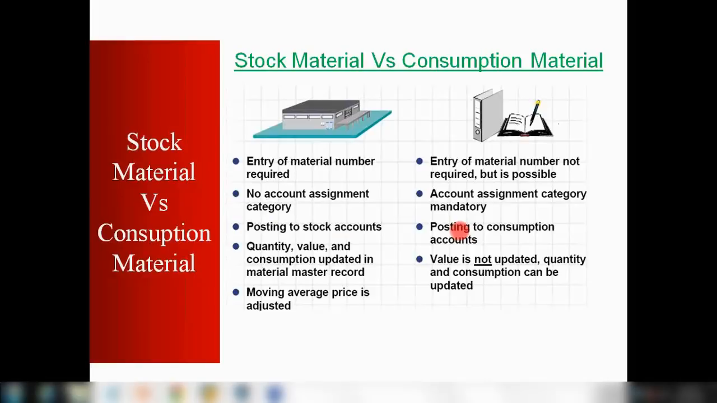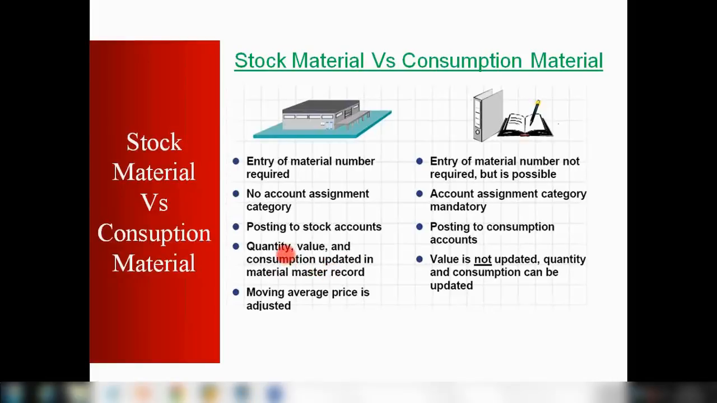Okay, so from the finance side of SAP, you have different types of account. We have different types of account for stock account, where the stock material will be posted, and we have different types of account for consumption material. In this case, quantity, value, and consumption are updated in the material master record.